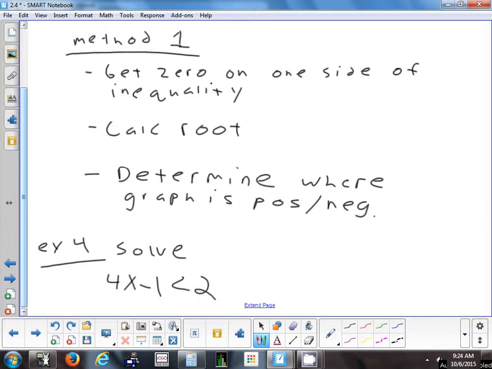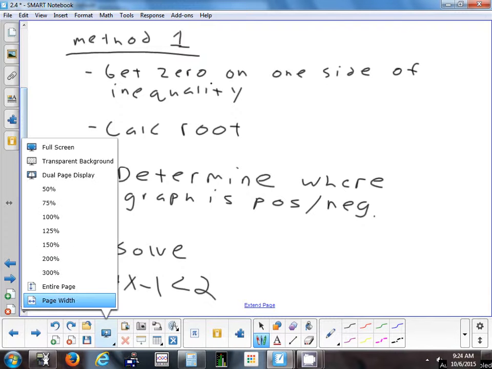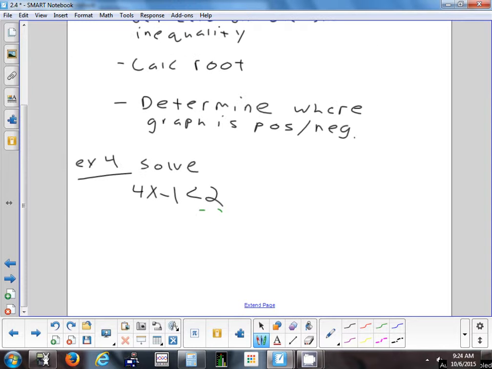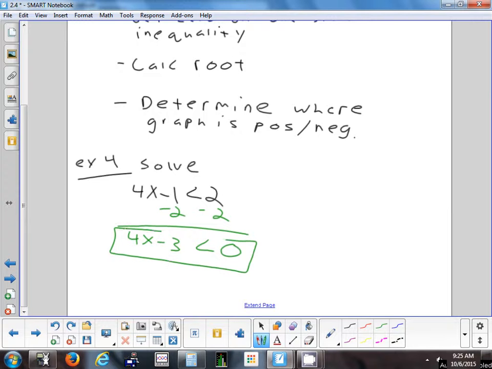Okay, using method 1, first thing I got to do, I got to get 0 by itself on one side. So, Will, how would I do that? How would I get 0 by itself on one side? Minus 2. Yeah, just minus 2 from each side. Now I'm subtracting. That's a negative. Should I flip it? No. No, I'm not dividing. I'm subtracting. So 4x minus 3 is less than 0.